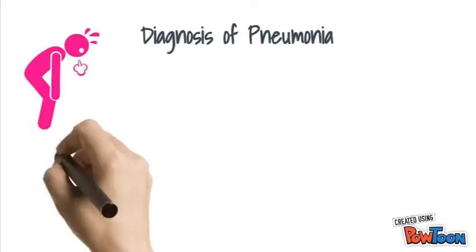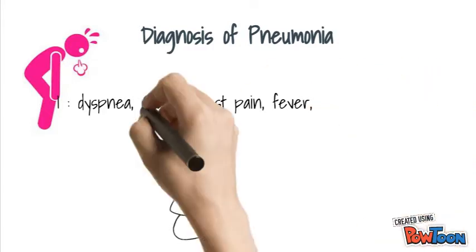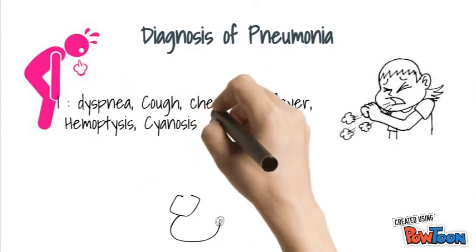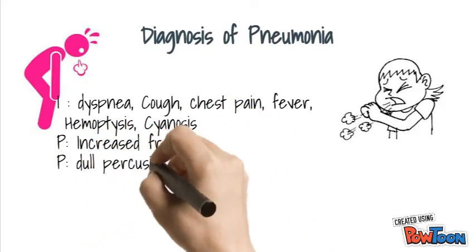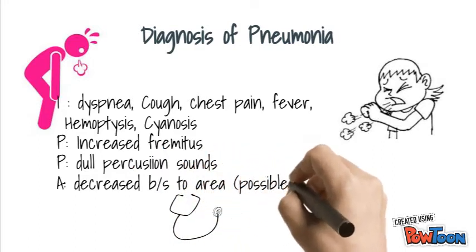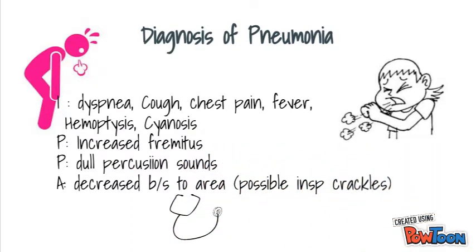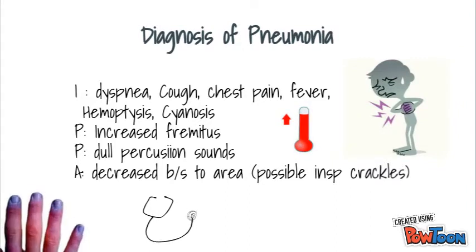On diagnosis, the patient will be dyspneic, that is, they will be short of breath. This is because their alveoli are filled with fluid, which will impair their gas exchange mechanism. The patient will initially be having a non productive cough, which will turn into a productive cough as the disease progresses. They may also have chest pain, fever, hemoptysis, and cyanosis.